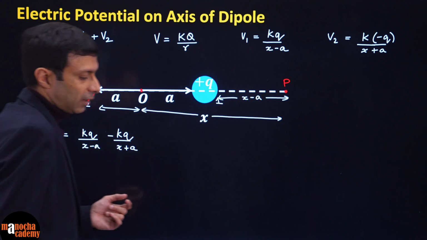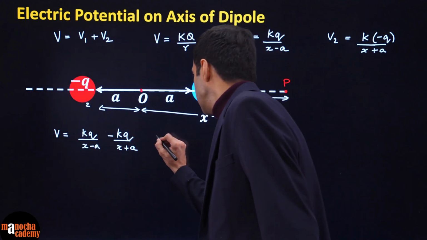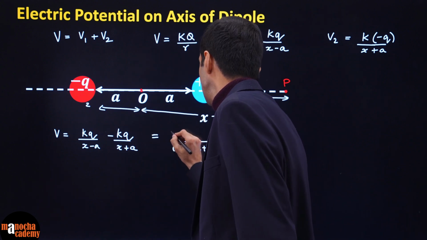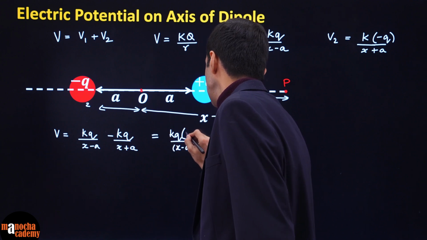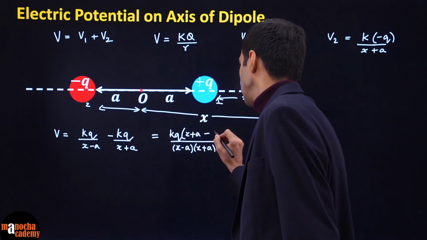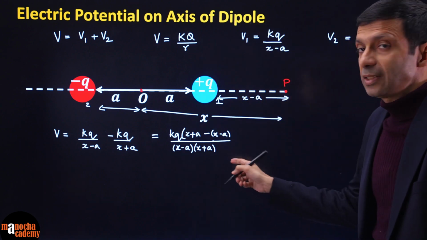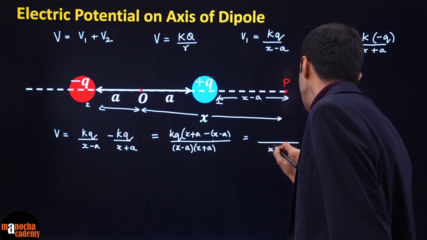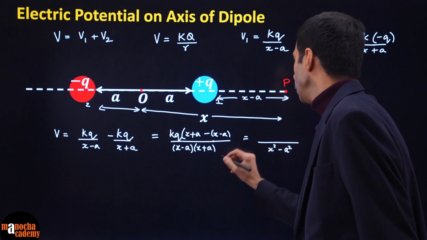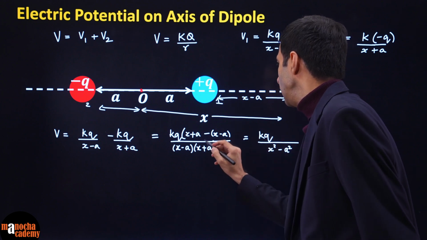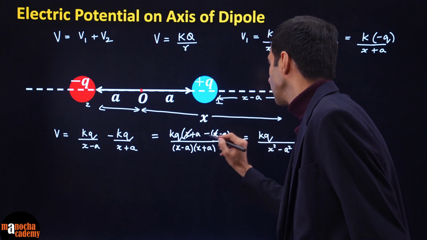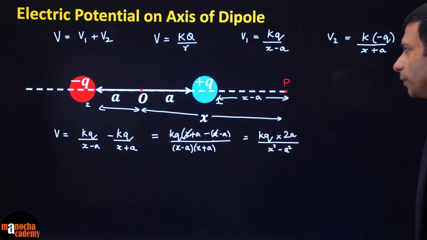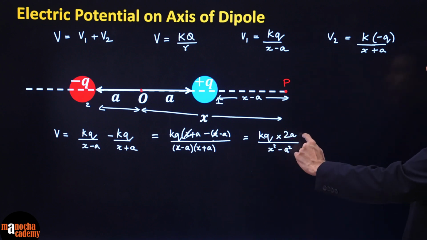So go ahead and take the LCM over here. It's going to be x minus a times x plus a, and here we can take kq common times x plus a minus of x minus a. Go ahead and simplify. The denominator is clearly going to be x square minus a square. In the numerator we have kq, and this x and x will cancel each other. So a minus of minus a is plus a, so times 2a.